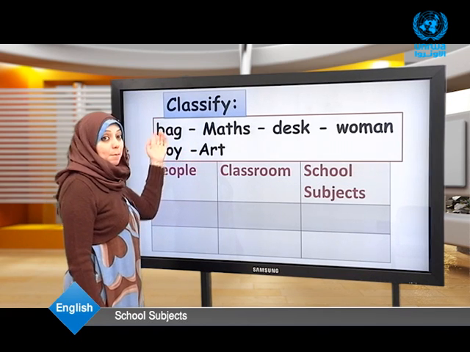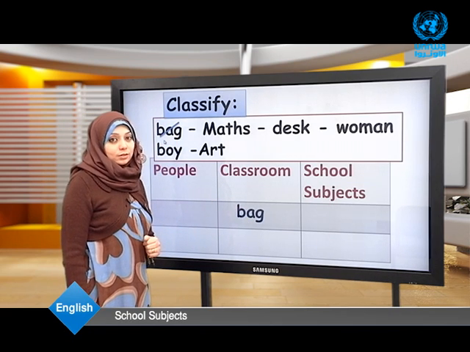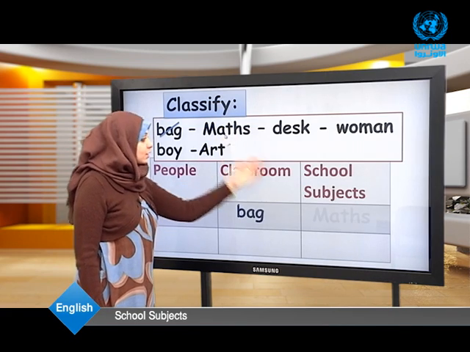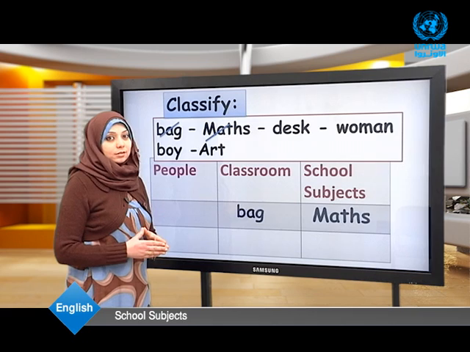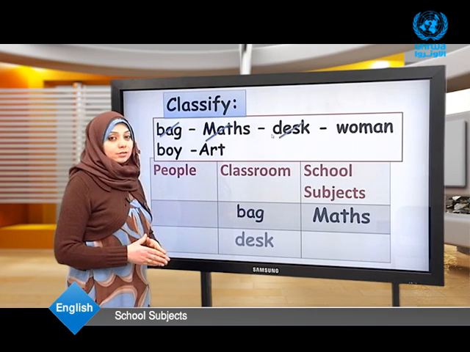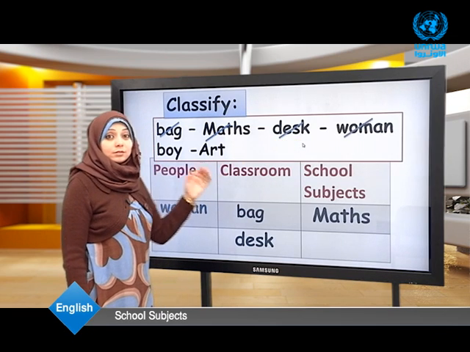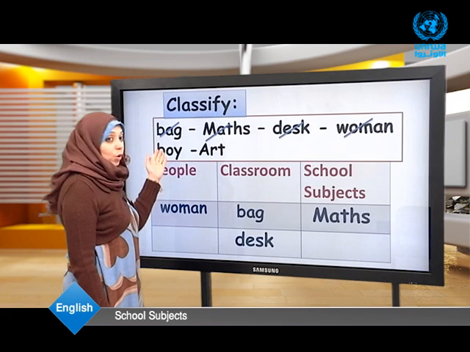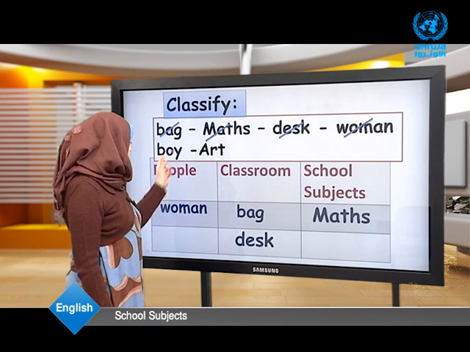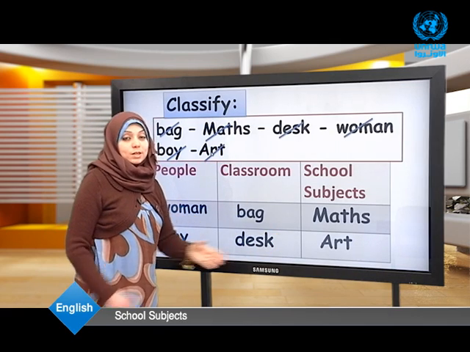The first one, bag. Of course, it's a classroom object. Maths. Excellent. It's a school subject. Desk. Very good. In classroom. Here we have woman. Very good. And people. Boy. Very good. It's here. And the last one, art, is a school subject.